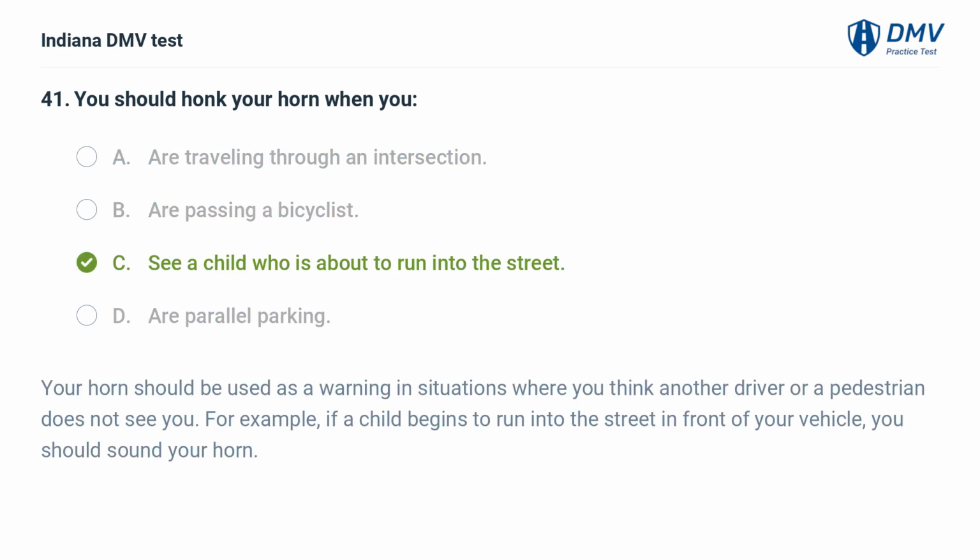C. See a child who is about to run into the street. Your horn should be used as a warning in situations where you think another driver or a pedestrian does not see you. For example, if a child begins to run into the street in front of your vehicle, you should sound your horn.